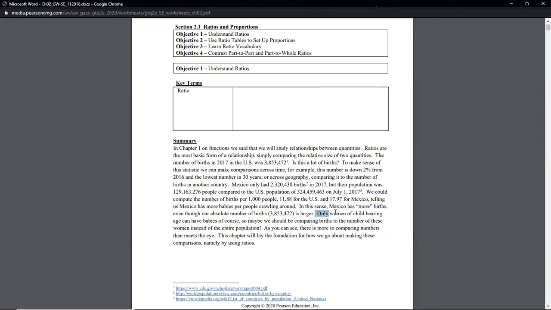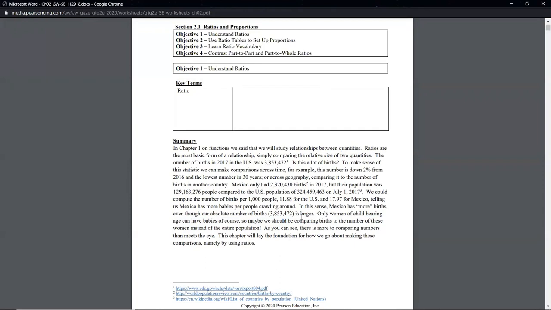Then they mentioned that only women of childbearing age can have babies. So of course, maybe we should be comparing births to the number of these women instead of the entire population. Men can't have babies. Women that are too young or too old can't have babies. So they say maybe we should just be looking at this as a relationship or a proportion to the childbearing aged women. So that's another important concept.